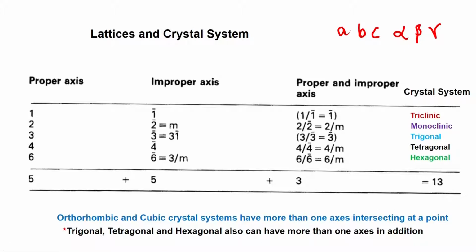So essentially when we talk about a lattice, it is like a framework. The framework is built up of A, B, C, alpha, beta, gamma, which is the unit cell, and now we can move the unit cell along the lattice points.